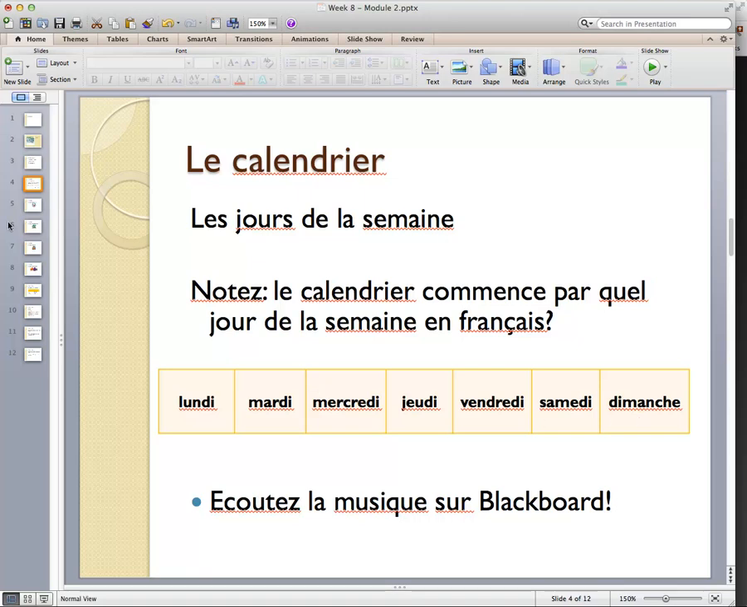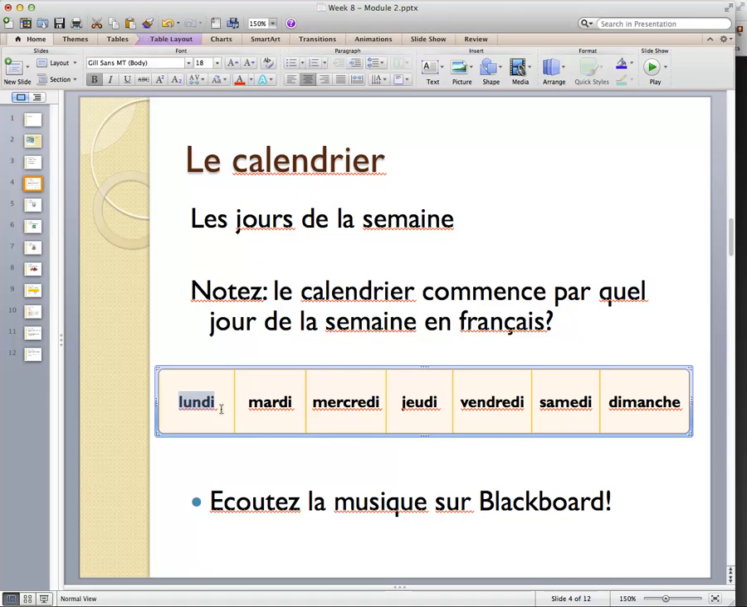Now, just like in English, the days of the week are named after certain things. Like Monday is named after the moon, so is Monday in French. Lundi, named after the moon. The word for moon in French is lune. I have a song about this on Blackboard. You might want to take a listen. It'll help you remember the days.